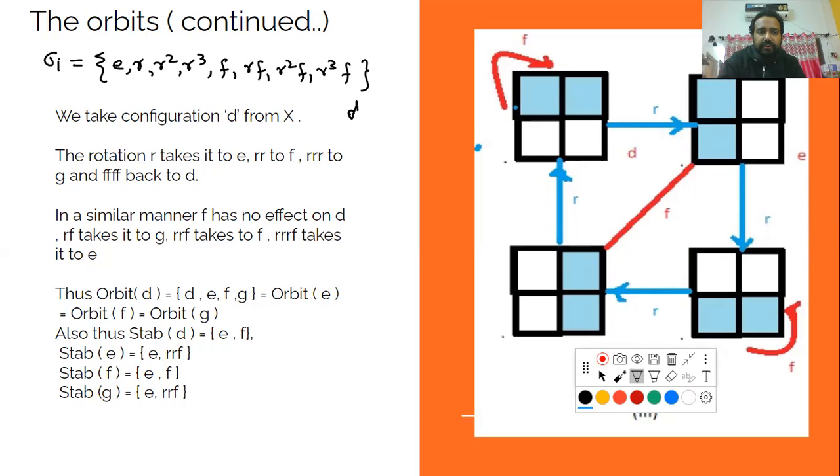So D is the thing in question. You apply R to D. This is D. You apply R to D. What is R? R is just rotating by 90 degrees. Oops, not in the clockwise direction, in the anti-clockwise direction. So these two blues will come here, and it would lead to configuration E. So it comes to E.